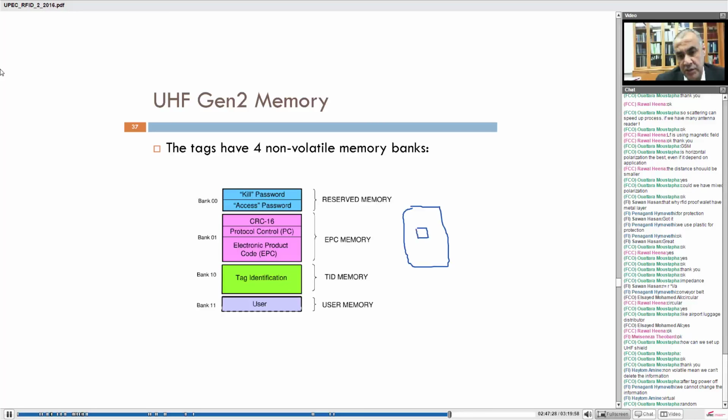So let me explain. Maybe okay. I will draw. This is the tag. Okay, passive tag, UHF passive tag. You have the integrated circuit. You have here, you have memory. Okay, this is memory.